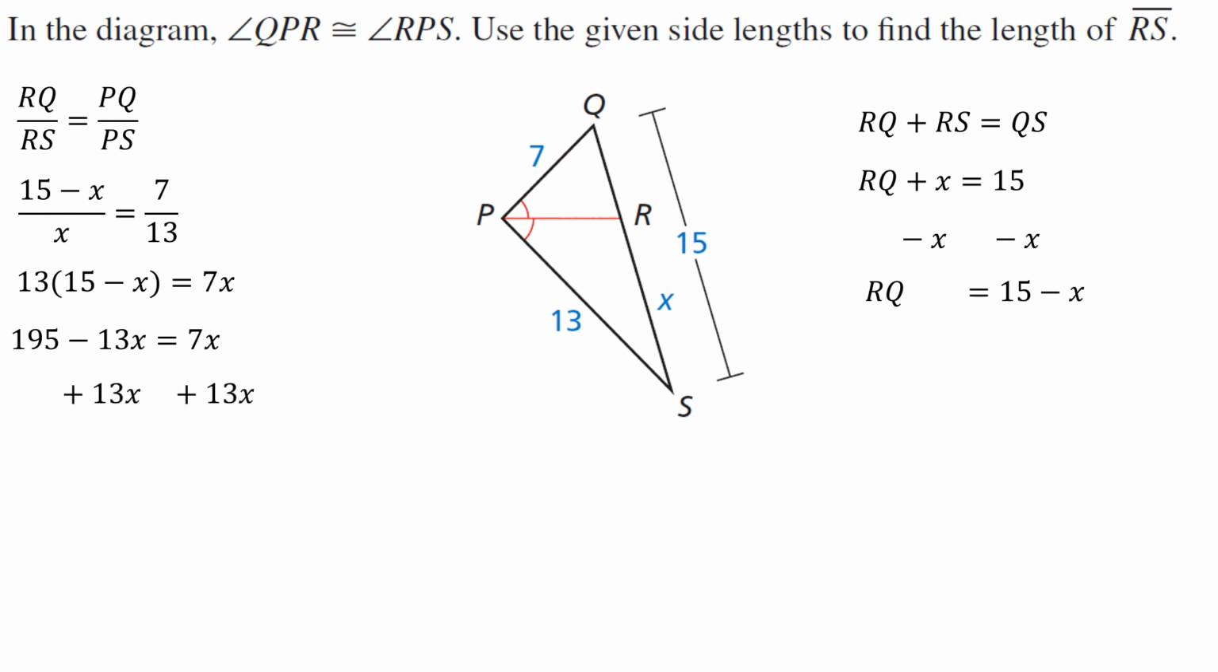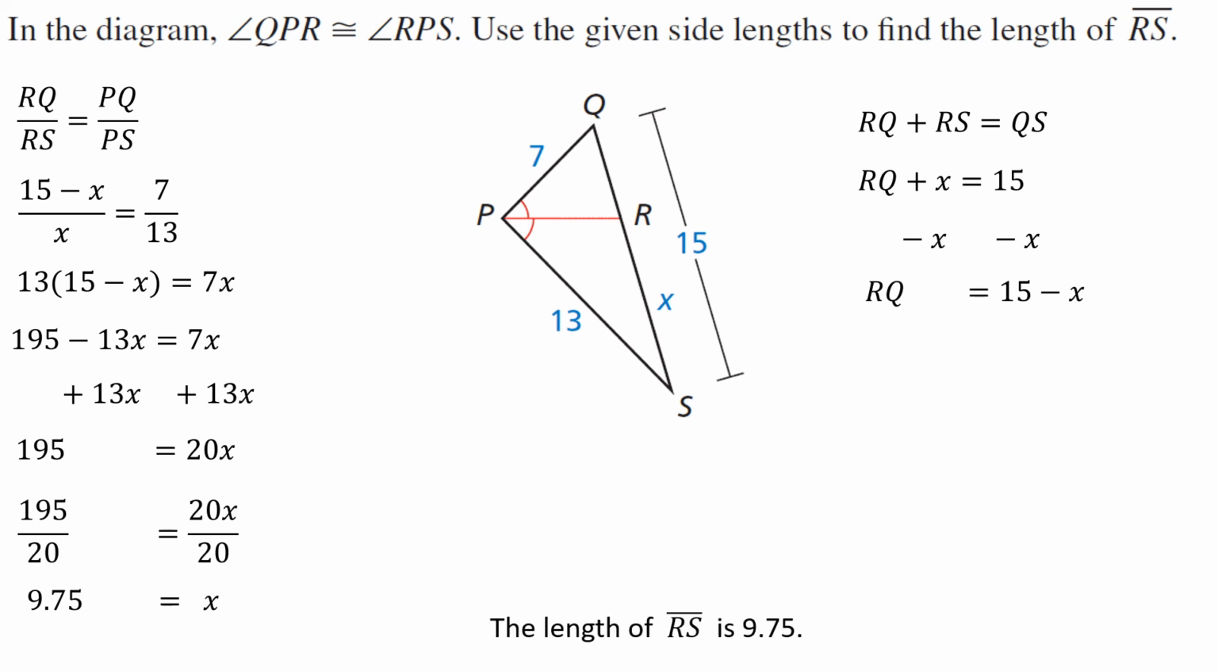Add 13x to each side. Divide by 20. 9.75, kind of an unusual answer, but sometimes we get decimals. That's the way the ball bounces. So the length of RS is 9.75.